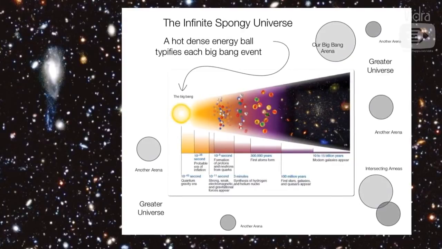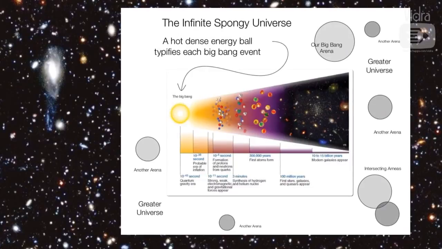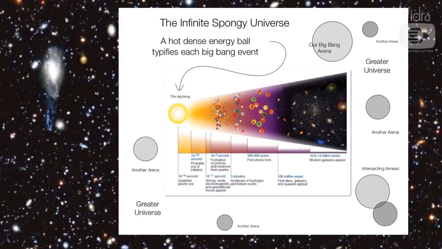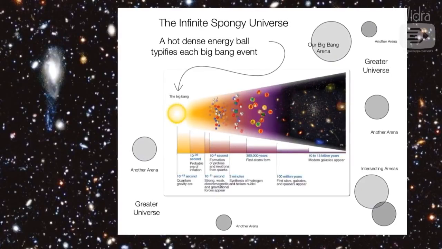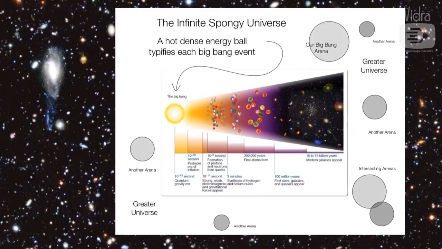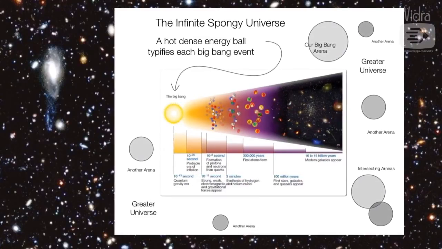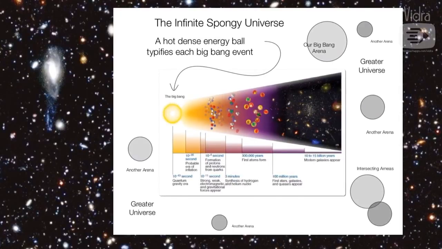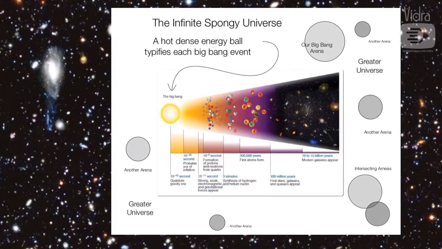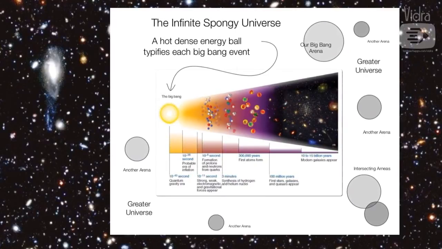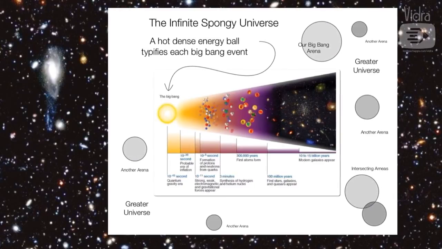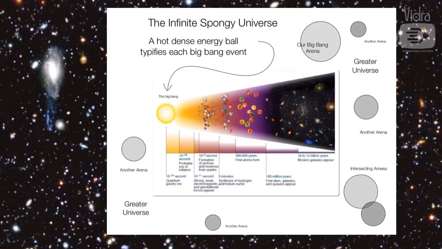A hot, dense energy ball typifies each Big Bang event, and as that initial energy expands, it is demonstrating one of the two major forces present in the ISU, a force called energy density equalization. The extreme high density of the hot Big Bang energy ball immediately expands to equalize with the much lower energy density of the surrounding space, and a rapid period of expansion of the finite energy ball takes place.